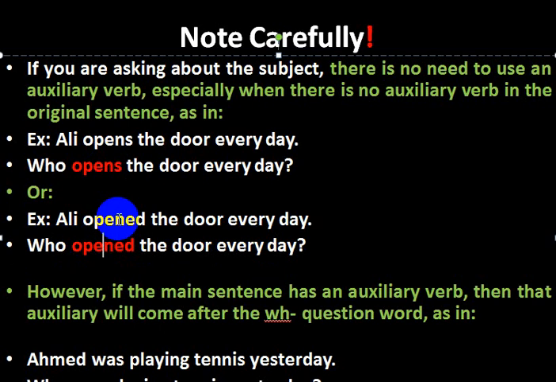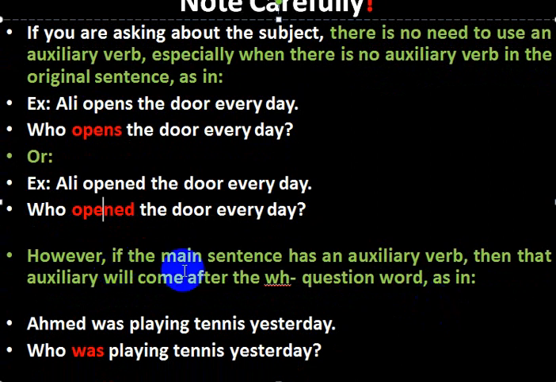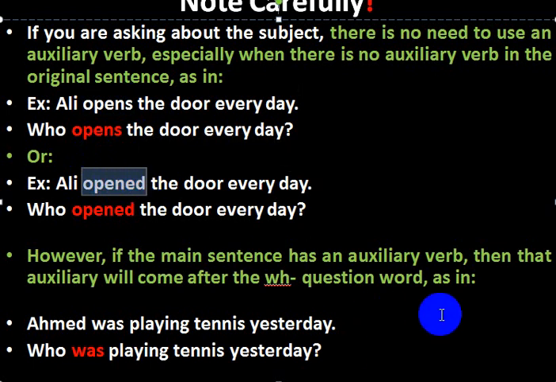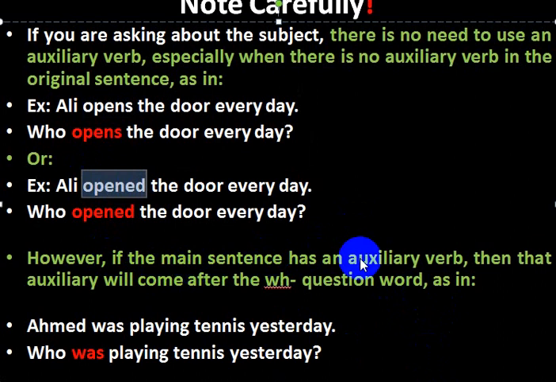So the verb should be used as it is when you are asking about the subject, and when the main verb is in its simple form. However, if the main sentence has an auxiliary verb, see, in all these sentences there is only one verb: opens, opened. Only one verb in the sentence. If your original sentence has an auxiliary verb, that auxiliary verb will come after the WH question.